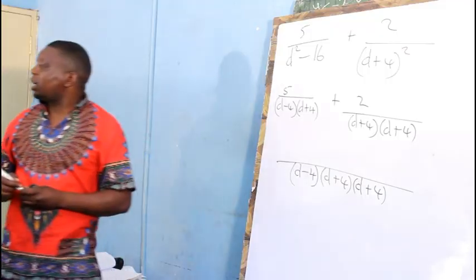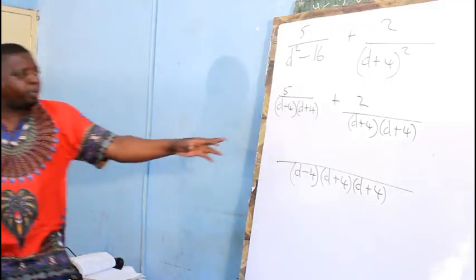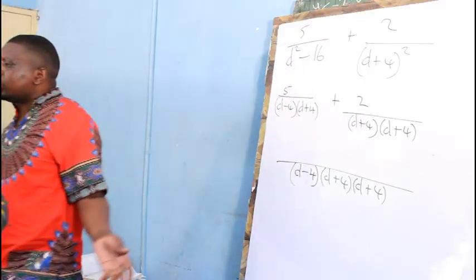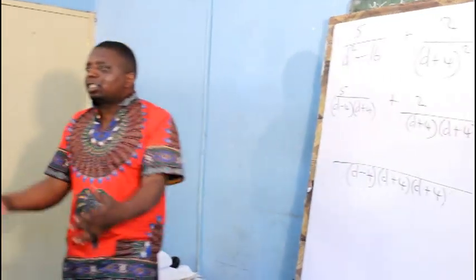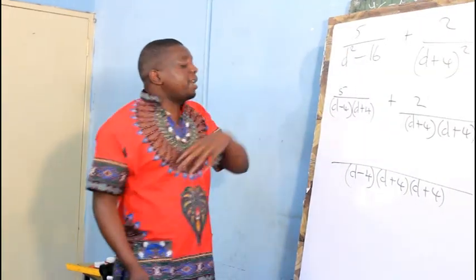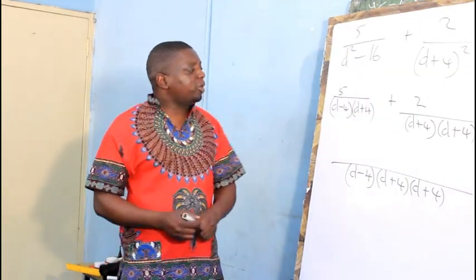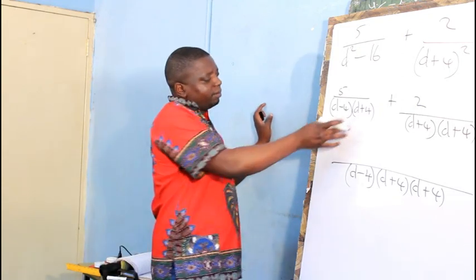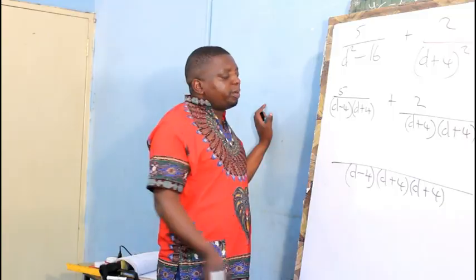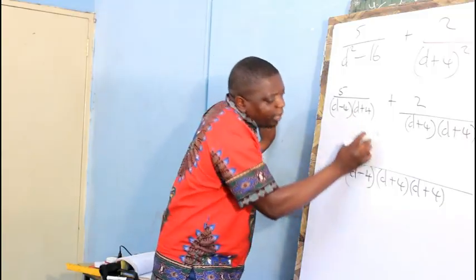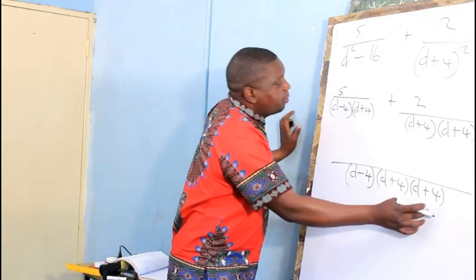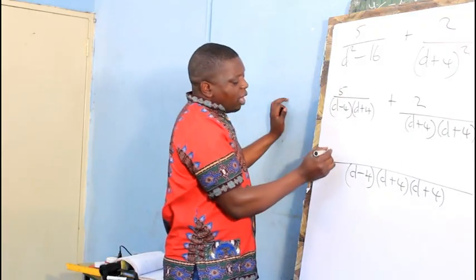Because d plus 4 appears twice, we take it as it appears most. Right, so this denominator into the common denominator, it is what? D plus 4, because d minus 4 and d minus 4, d plus 4 and d plus 4 cancel, and d plus 4 remains. Do we multiply by 5? What do we get?